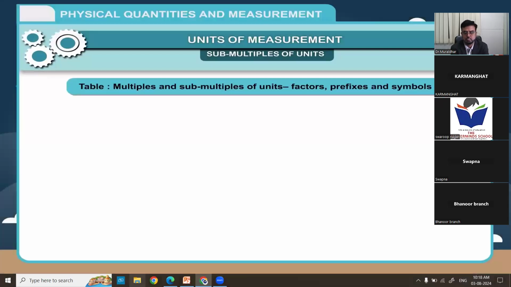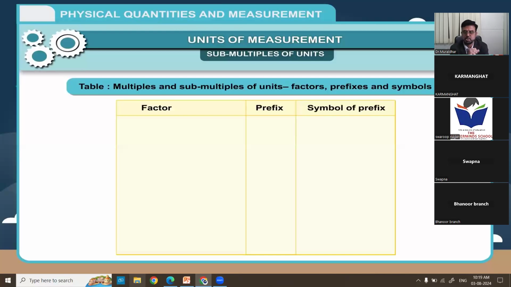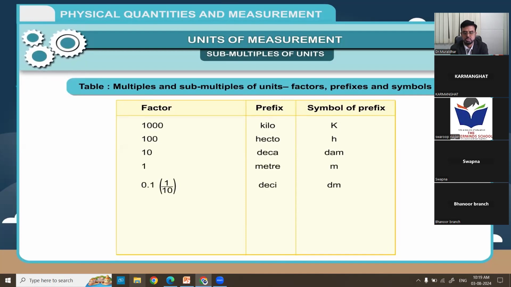Multiples and submultiples of units, factors, prefixes and symbols. Factor, prefix, symbol. 1000, kilo, k. 100, hecto, h. 10, deca, dam. 1, meter, m. 0.1, 1 by 10, deci, dm. 0.01, 1 by 100, centi, c. 0.001, 1 by 1000, milli, m.